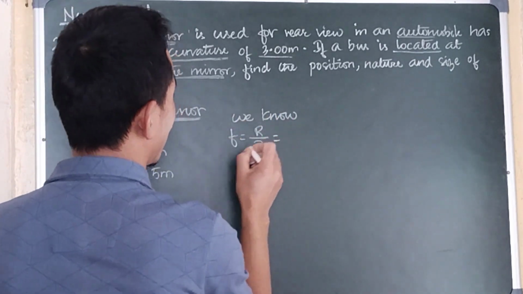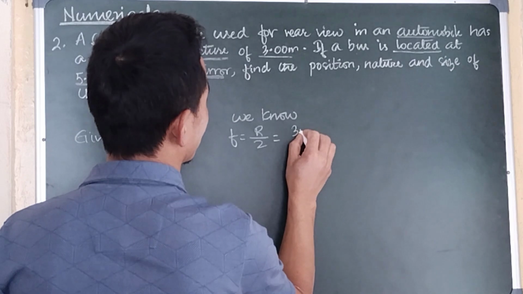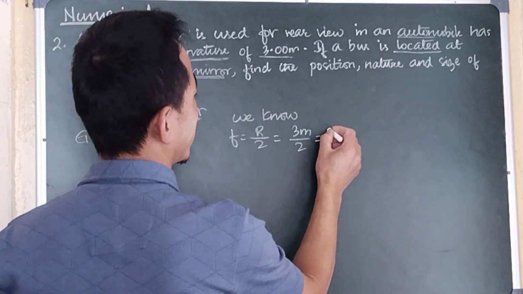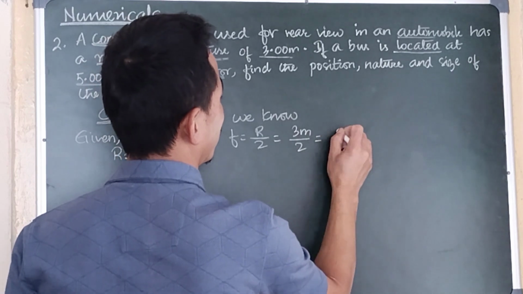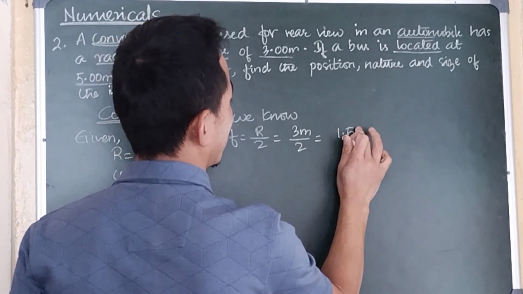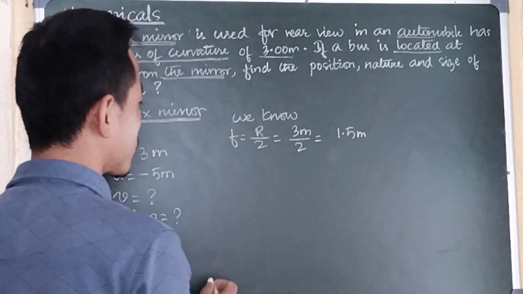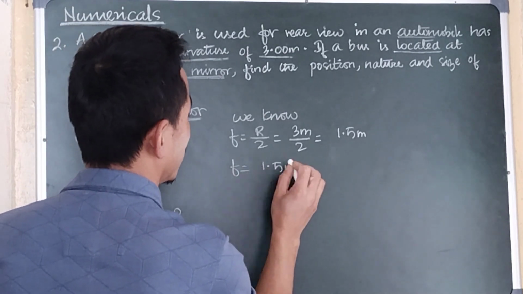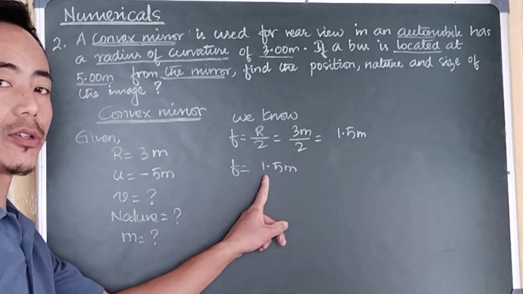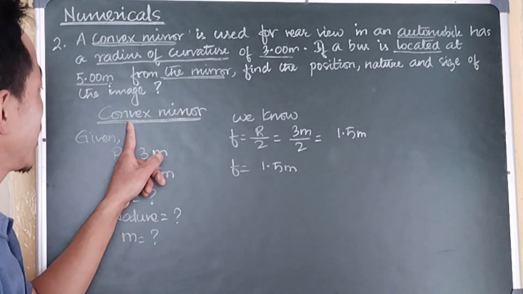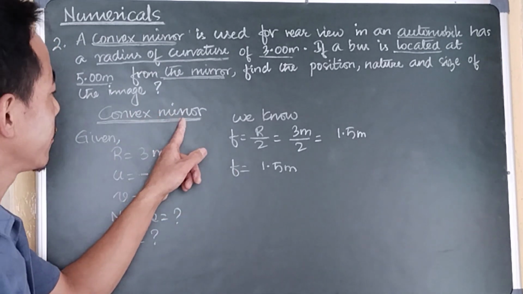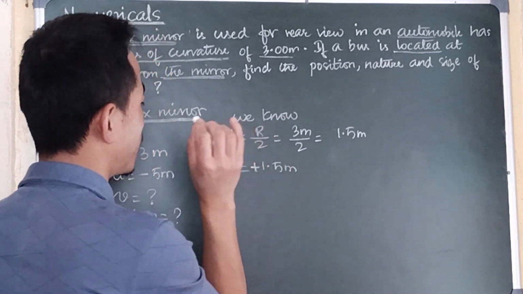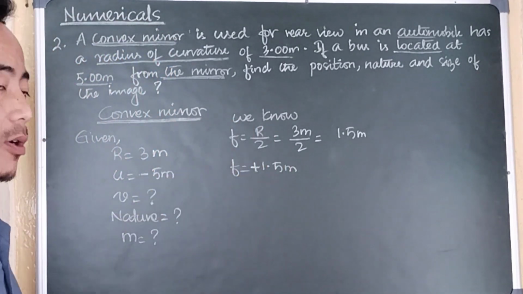So the value of R given here is 3. So 3 meter divided by 2. So if we divide 3 by 2, we will get here 1.5. So this 1.5, the unit is meter here. So focal length, we are getting 1.5 meter. Now you have to use the sign convention here. So what kind of mirror we have? We have a convex mirror, and the sign convention for focal length will be positive. So plus 1.5 meter is the focal length.